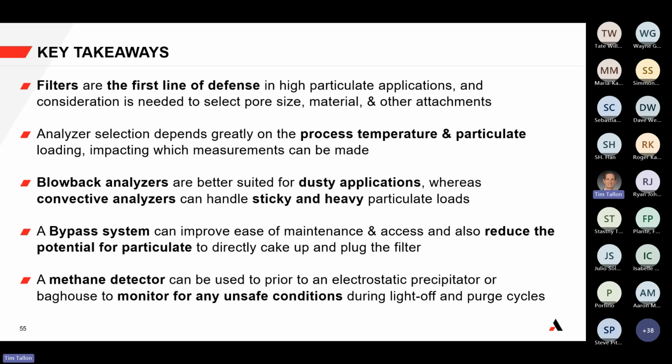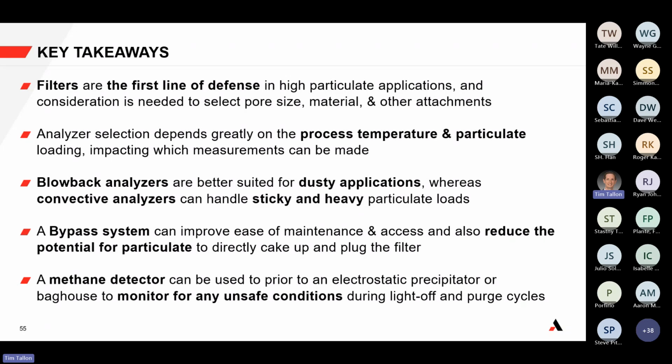And certainly when you get into even harsher, more severe applications, higher particulate levels, that's where there's a choice between blowback analyzers for more dusty applications, less than 30 grams per meter cubed, versus a convective analyzer, which can handle sticky and even heavier particulate loads.